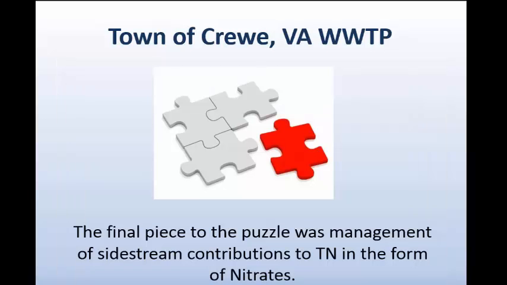So the final piece of the puzzle was management of our side stream contributions to total nitrogen in the form of nitrates. For those of you who are not aware of it, a side stream is a waste stream that enters the treatment process but originates somewhere within the treatment facility itself. We were correlating spikes in our effluent total nitrogen, which came in the form of elevated nitrates, to normal operations of our aerobic digesters.